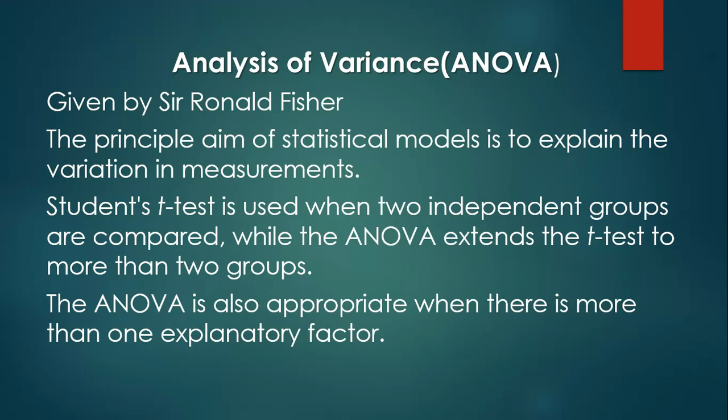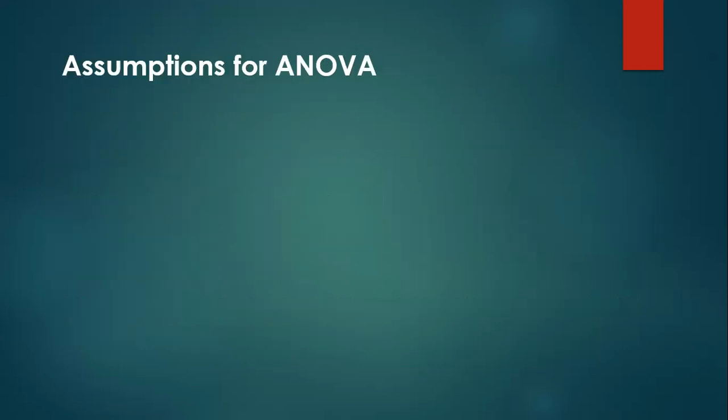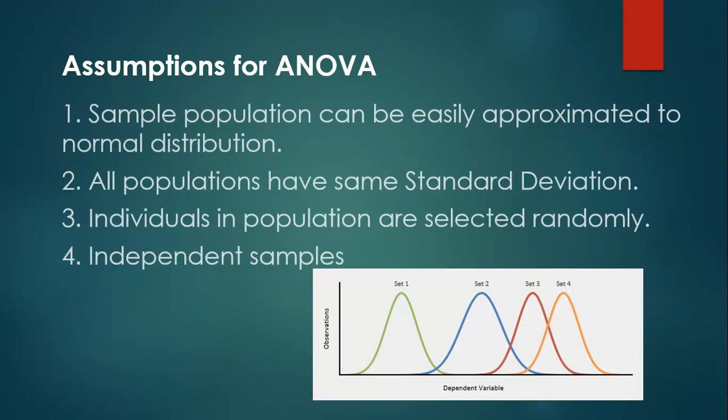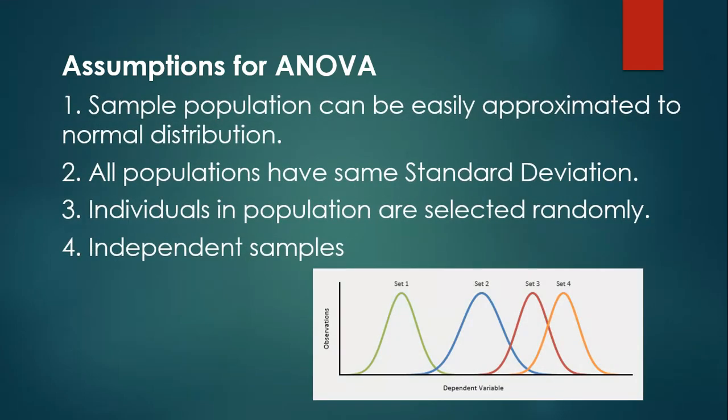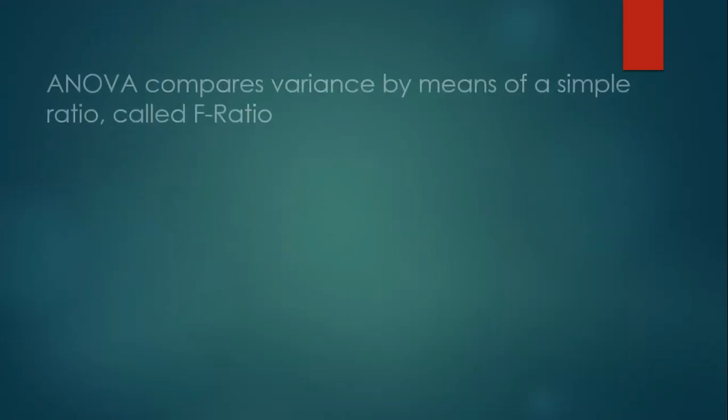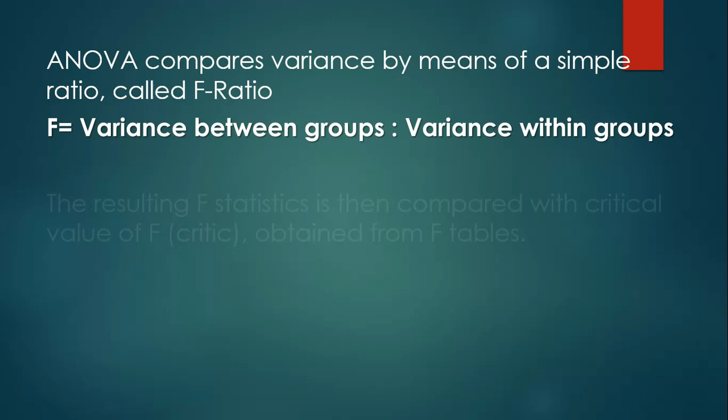Let's move on to assumptions of ANOVA. First one is sample populations can be easily approximated to normal distribution. All populations have same standard deviation. Individuals in the population are selected randomly. Independent samples are used. ANOVA compares variance by means of a simple ratio called F ratio. F is the ratio of variance between the groups and variance within the groups.